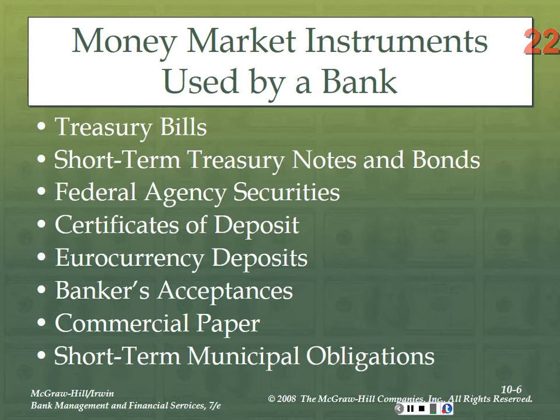CDs. Banks, just like their customers, invest in CDs. So they may put their money in a CD in another bank. That's not uncommon at all. Euro currency deposits, you don't really see that a lot around here. Mostly bigger banks deal with this. Bankers' acceptances, commercial paper, and then short-term municipal obligations. So these are short-term municipal bonds or bonds that are maturing within a year. So all of these are possible money market instruments that a bank could invest in.